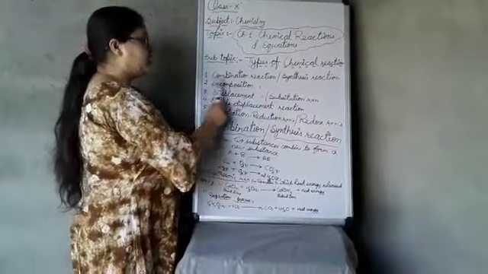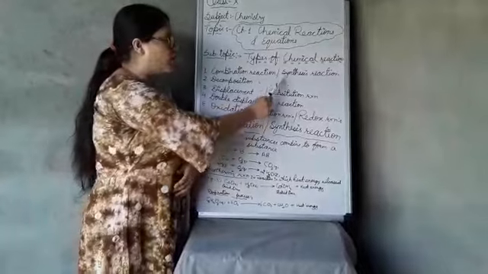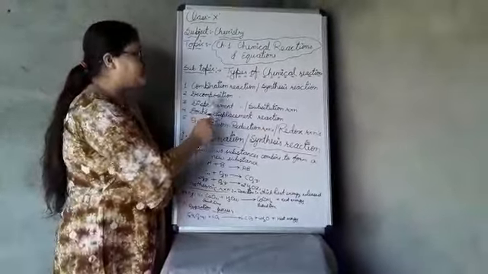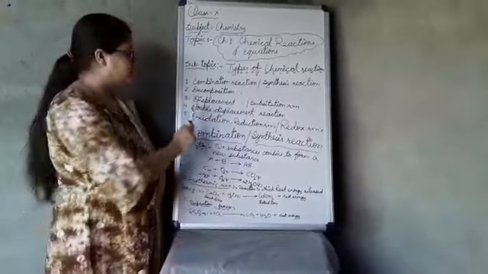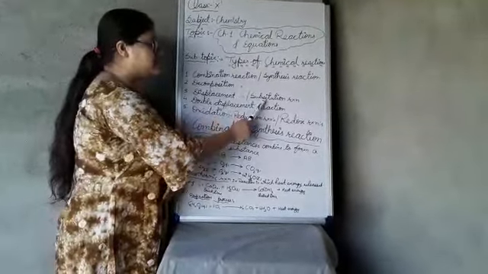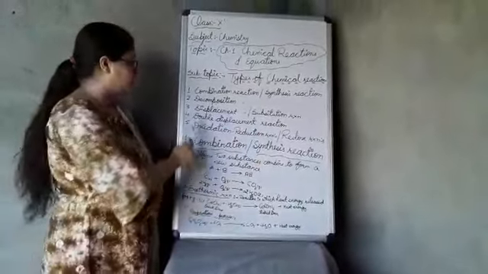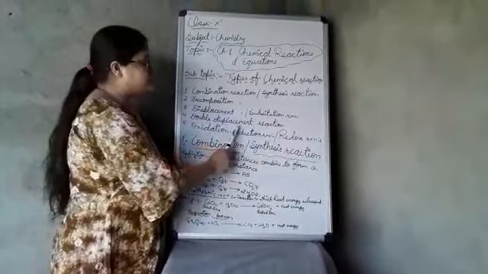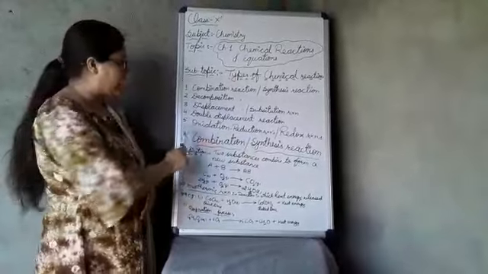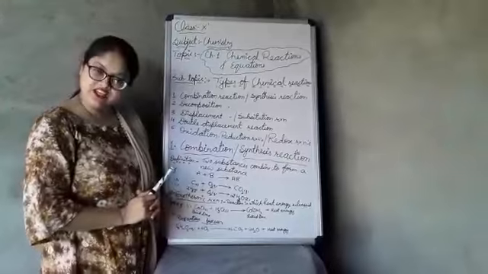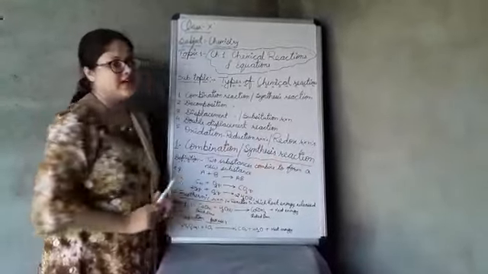Here are a few types of chemical reactions. Number 1, combination reaction or synthesis reaction. Second, decomposition reaction. Third, displacement, or we can say substitution reaction. Number 4, double displacement reaction. And number 5, oxidation reduction reactions, or we can say redox reactions.